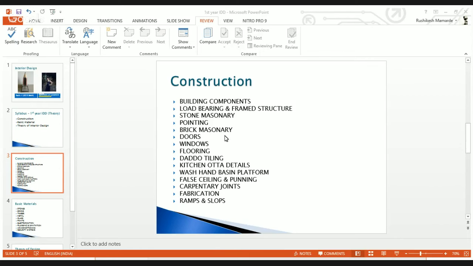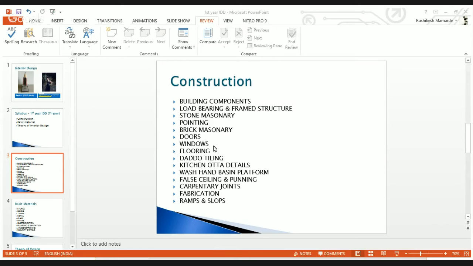Again, the brick masonry: this is about what type of bricks, how you are going to join them, and how you are going to form a wall out of bricks. There are different techniques. Those techniques come under the brick masonry.